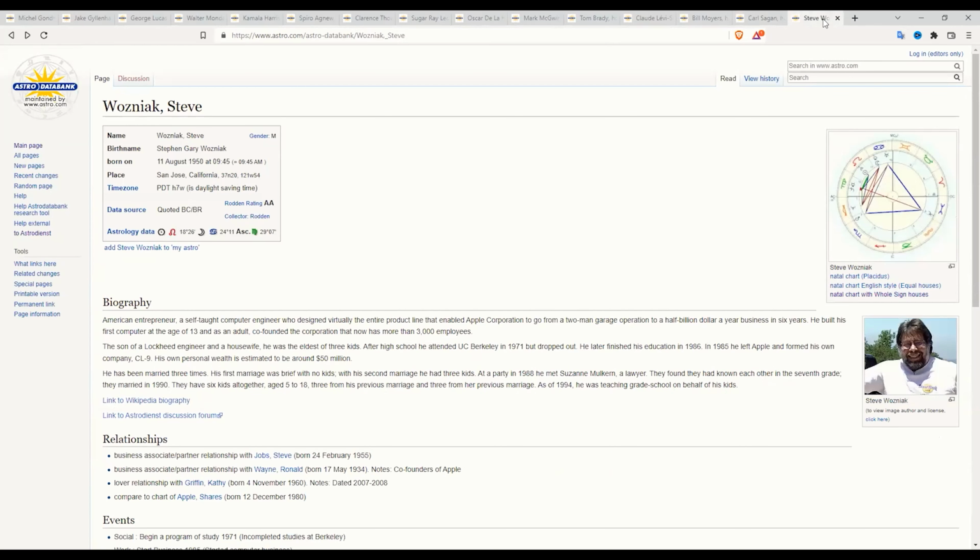Final one I'm going to look at, Steve Wozniak, the partner of Steve Jobs and the founder of Apple Computers, the Apple Corporation.